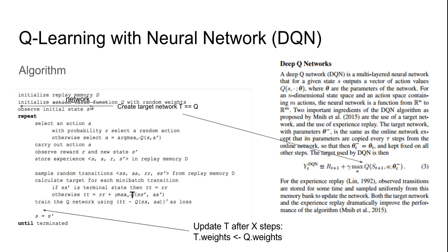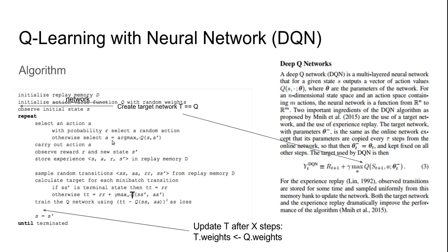Then you initialize your network with some random weights. You also create a target network, which I'm going to call T, and that's going to have the same weights as Q. You'll observe state S, and then you'll repeat the following. Just like with the tabular Q-learning, you'll select an action epsilon greedy, so with some probability it'll be random.